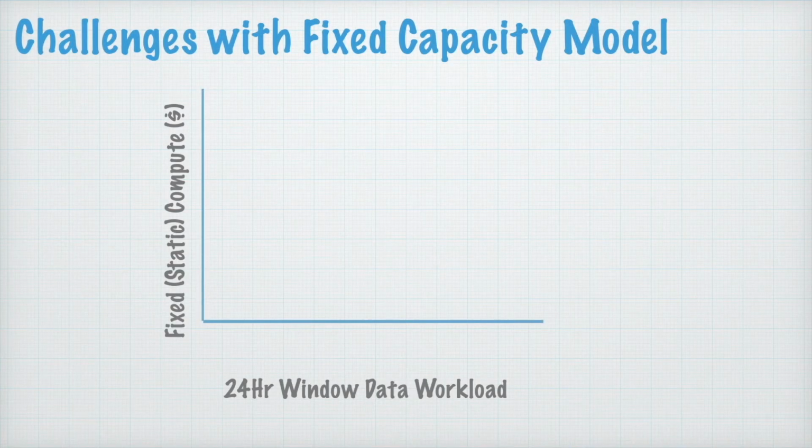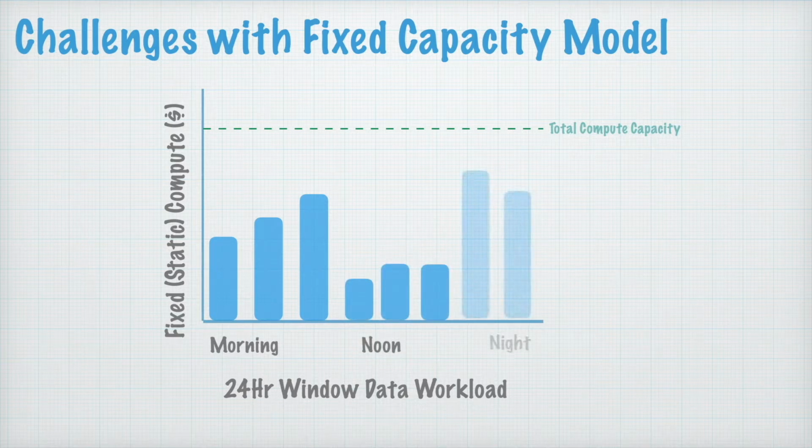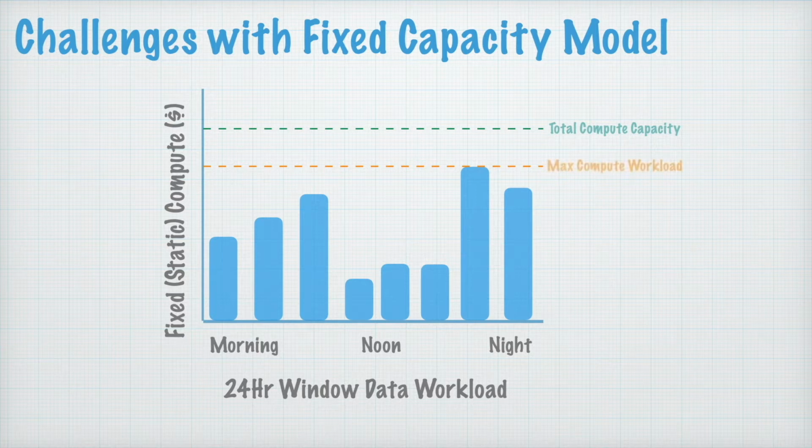Now let's discuss the challenges with the fixed capacity model. On one side we have the 24-hour window, and on the other side we are trying to understand how the compute fluctuates as we progress through the day. So this is my total compute capacity, and during the morning I need moderate compute. At noon, my compute reduces drastically, and as we progress into the night, I need more and more compute. If I try to understand this plot, it says that my maximum compute workload is this orange line, and I need a 25% buffer because my compute may fluctuate up and down.